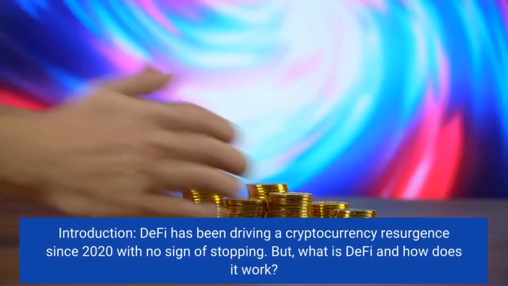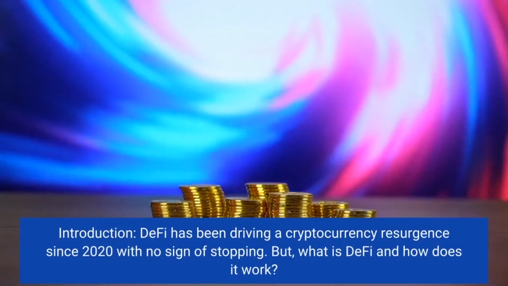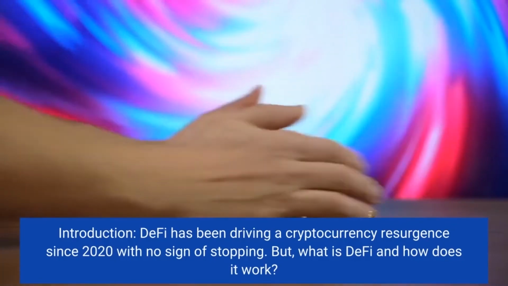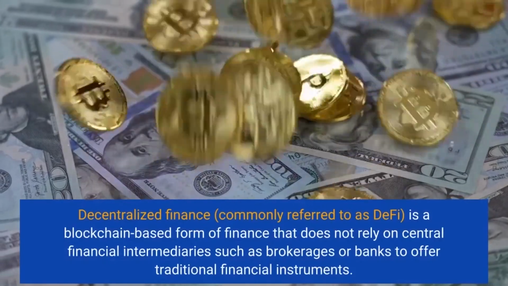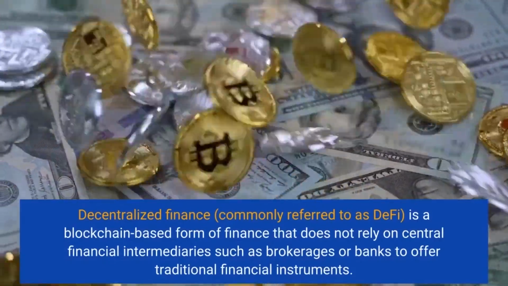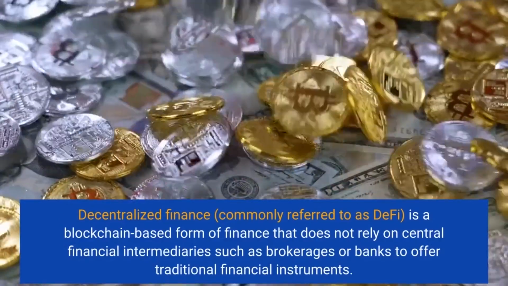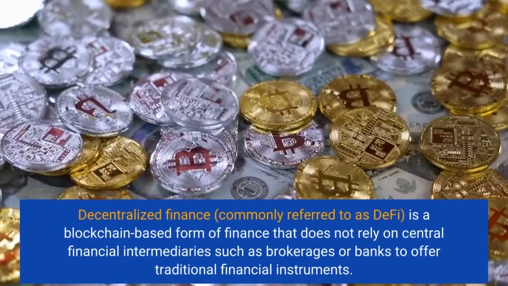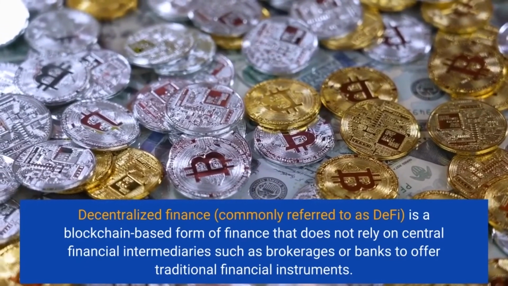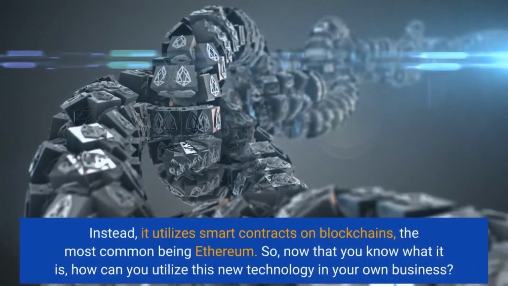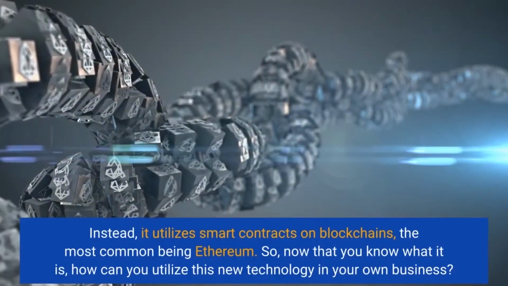Introduction. DeFi has been driving a cryptocurrency resurgence since 2020 with no sign of stopping. But what is DeFi and how does it work? Decentralized finance, commonly referred to as DeFi, is a blockchain-based form of finance that does not rely on central financial intermediaries such as brokerages or banks to offer traditional financial instruments. Instead, it utilizes smart contracts on blockchains, the most common being Ethereum.